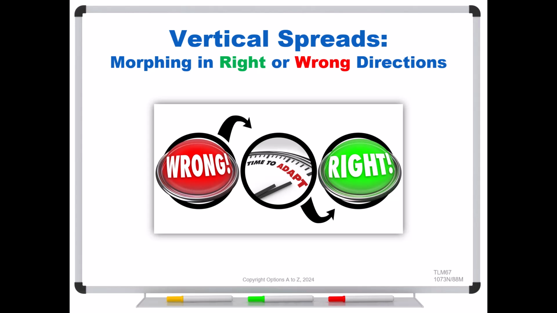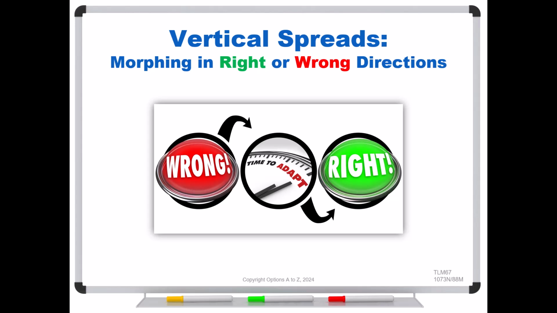Good morning, everybody. In this video, I wanted to talk a little bit more about this idea of morphing in the right or wrong directions as applied to vertical spreads. I thought it would be a good topic because we've talked about morphs before, but usually when it comes to vertical spreads, traders get hung up on the credit spread because they like the word credit and they think they're getting paid by the market. Simply not true. Every vertical spread ends up being a debit spread.